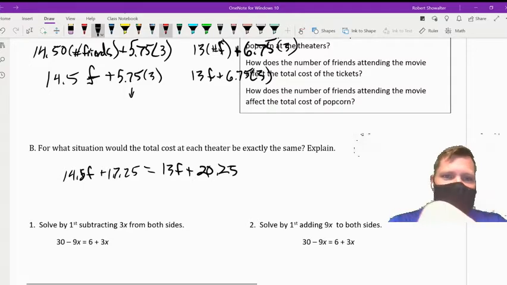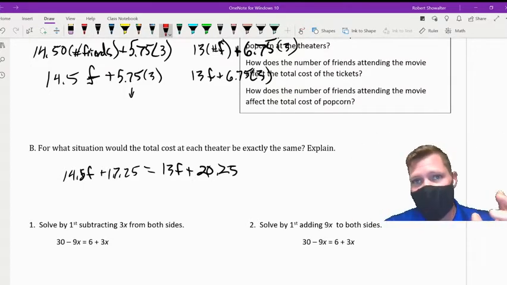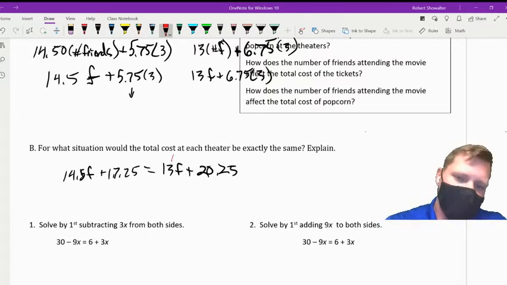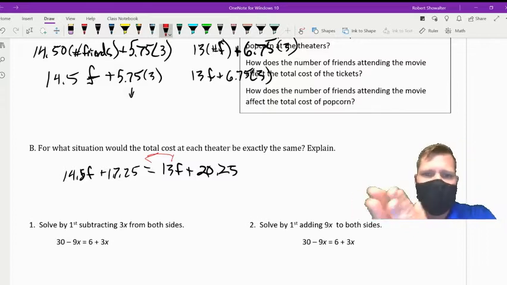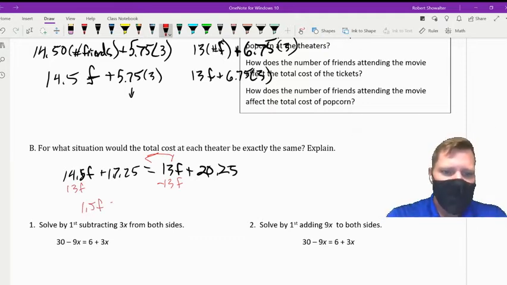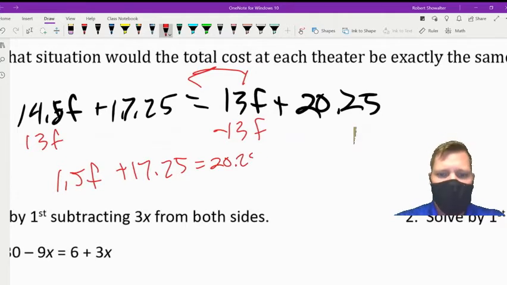So we want to get the variables to one side and the numbers to the other. I prefer to always move the variables to the left. That's just my deal. Some people like to always keep it positive, but I don't, that's their thing. So I'm going to move this 13F to the left first by subtracting it, and that's going to move that thing to the left. So we get 1.5F plus 17.25, let me zoom in, equals 20.25.